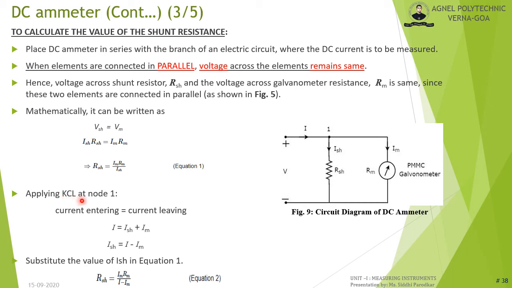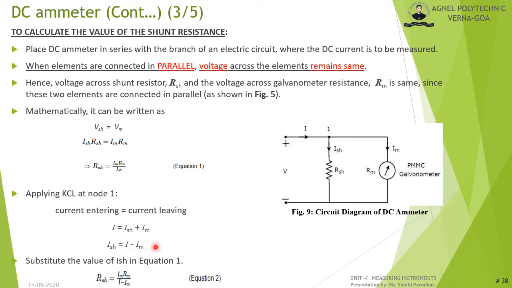Applying KCL, that is Kirchhoff's current law, at node 1, that is, we have to equate the current which is entering the node to that of the current leaving the node. Current entering the node 1 is I, which will be equal to the current leaving the node, that is ISH plus Im. Rearrange this equation to get ISH. Thus, ISH will be equal to I minus Im.